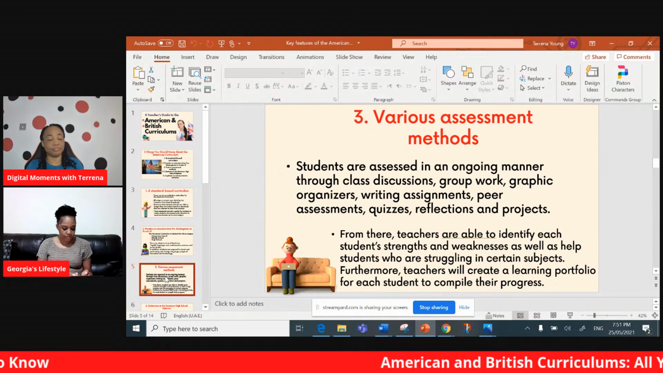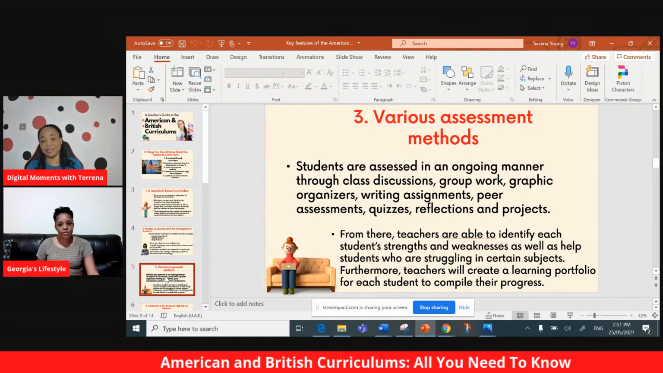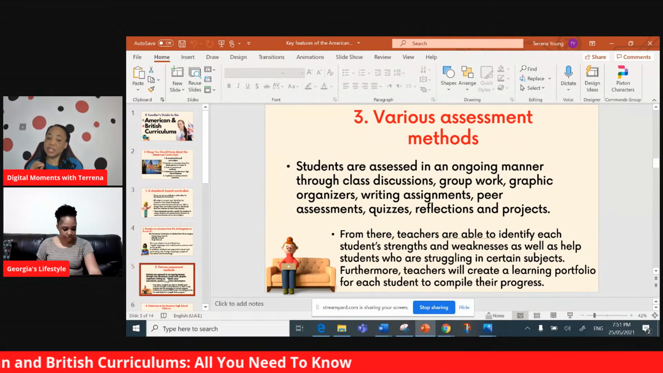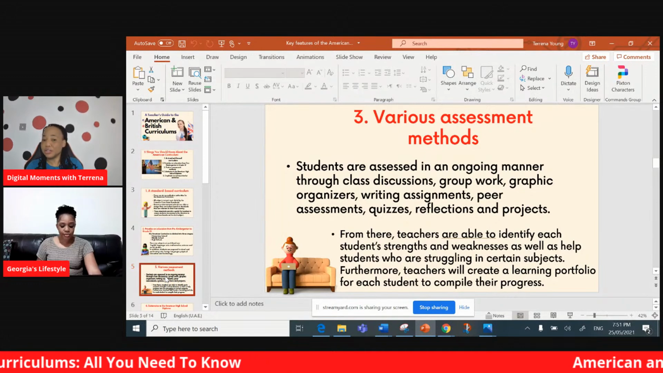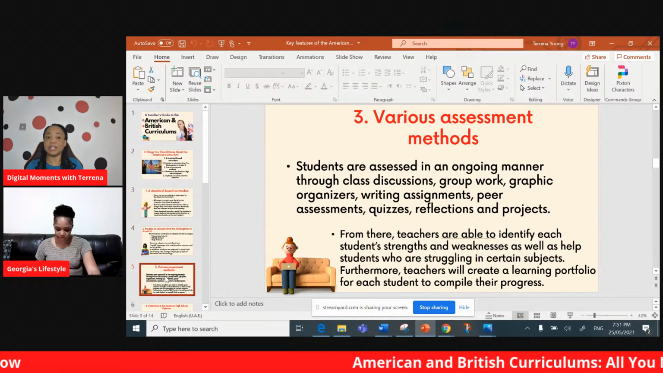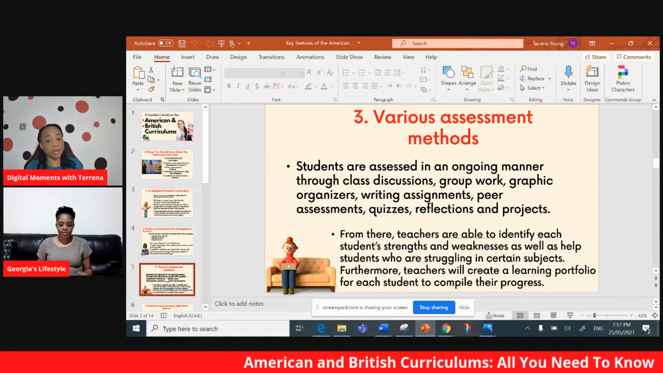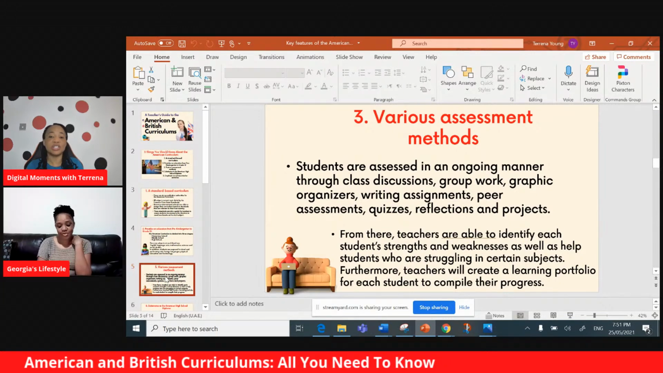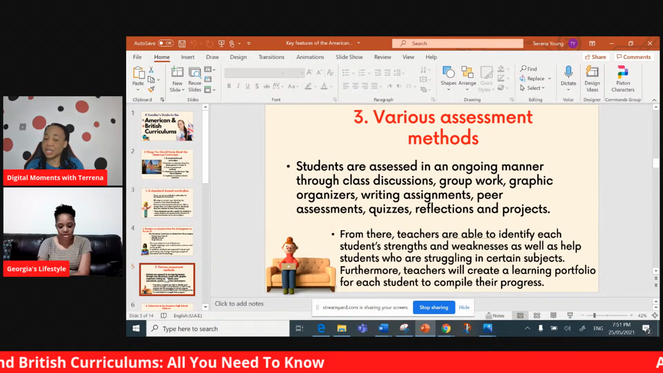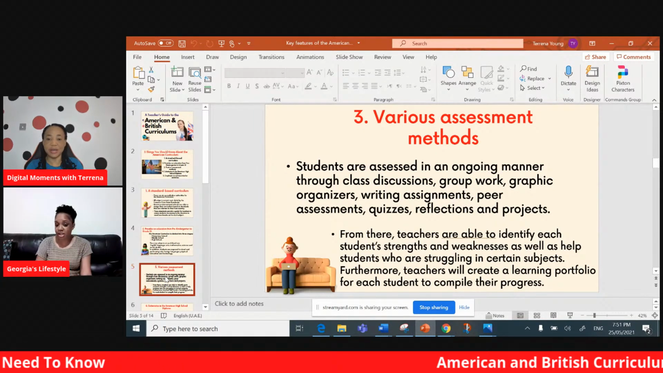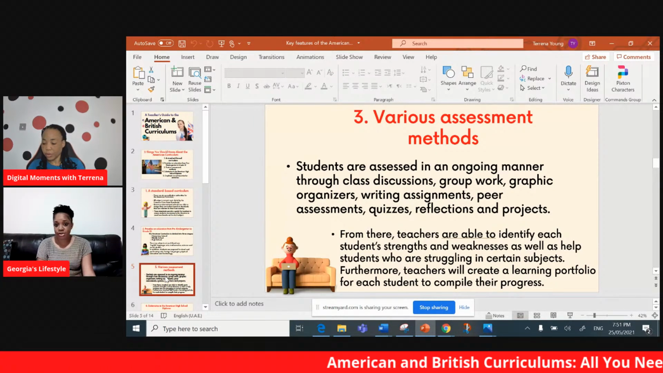I've been doing this for years, and these are the things that teachers can mention during the interview. They can phrase it like this: similar to the American curriculum, I am using various assessment methods such as, and you just list them out. You can list them in an interview in your country.